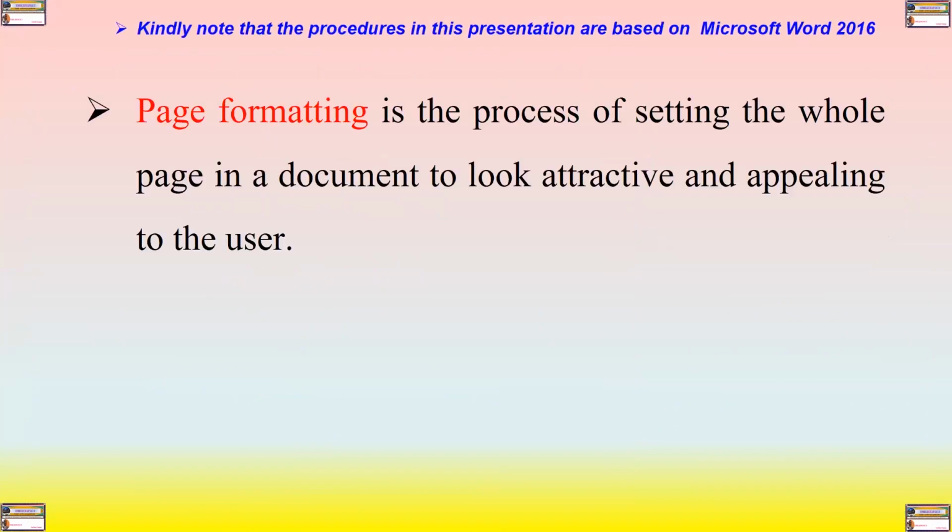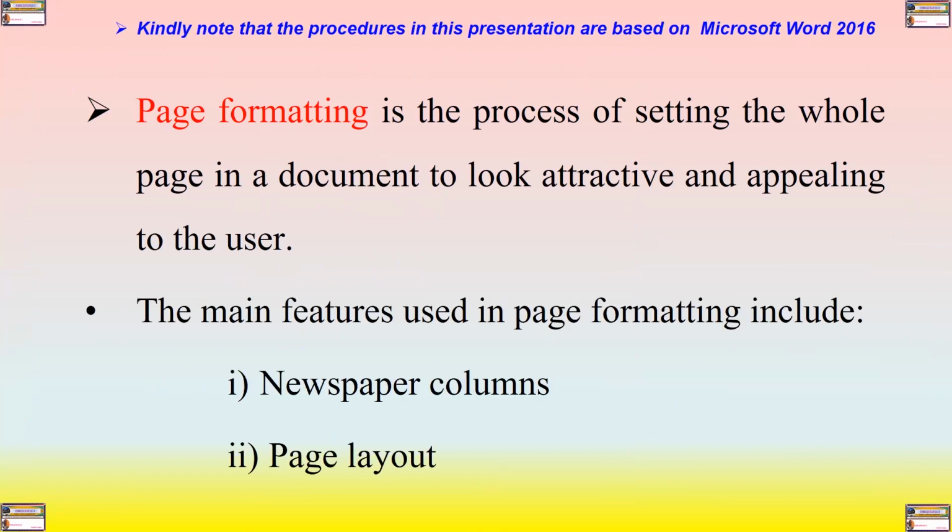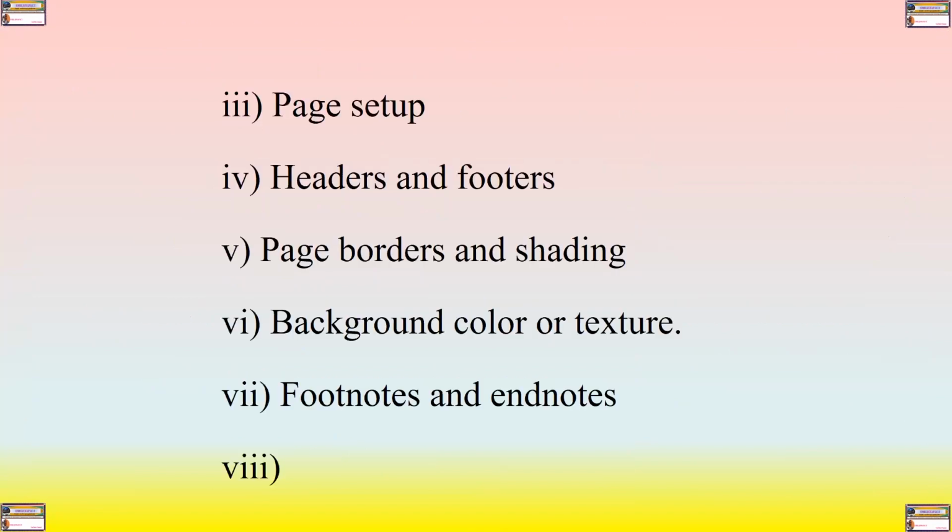Page formatting is the process of setting the whole page in a document to look attractive and appealing to the user. The main features used in page formatting include newspaper columns, page layout, page setup, headers and footers, page borders and shading, background color or texture, footnotes, and endnotes.